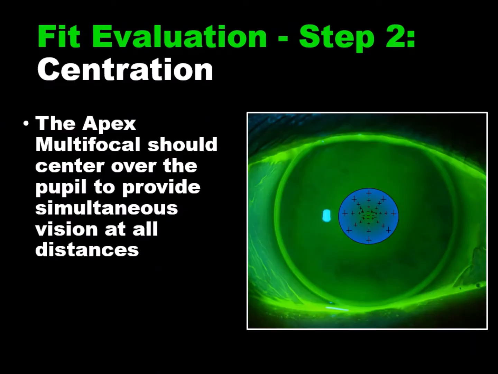The next step is to evaluate centration. To provide the multifocality and quality vision required, an Apex Multifocal must center over the pupil. If the lens is radically decentering, that's going to hinder quality vision and create aberrations that could be problematic for the patient. Check that the lens appears well centered to the pupil.